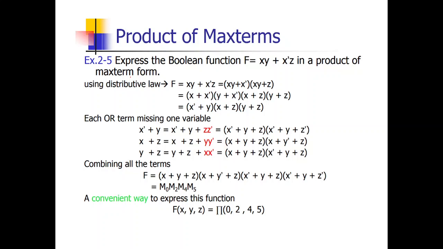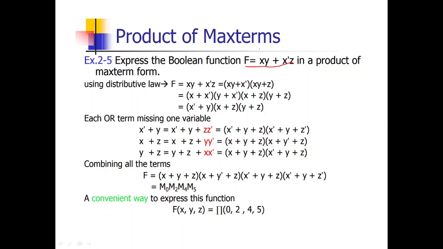The function is product of sum. That product of sum has to be converted to product of max terms. Okay, so here is an example Boolean function. This Boolean function is f is equal to xy plus x dash z. So what is the form of this Boolean function?